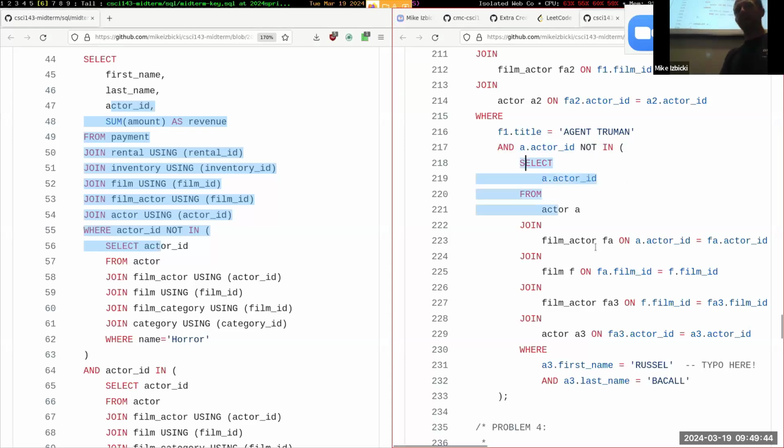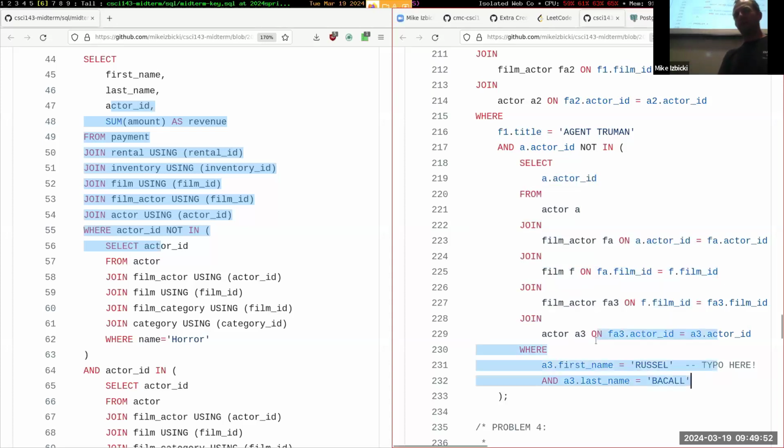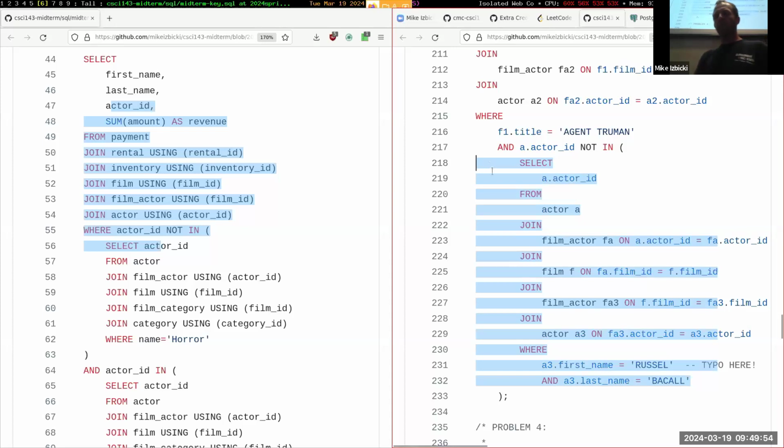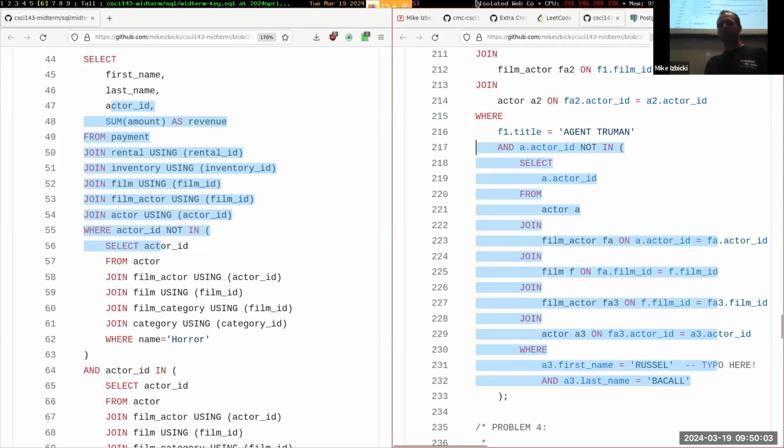It would have been very easy to double check that this was actually correct by taking this subquery and running it, doing some sanity checks. But a lot of the mistakes that I saw students making could have been fixed by doing sanity checks, just making sure that subqueries were actually doing the things that you thought that they were doing.